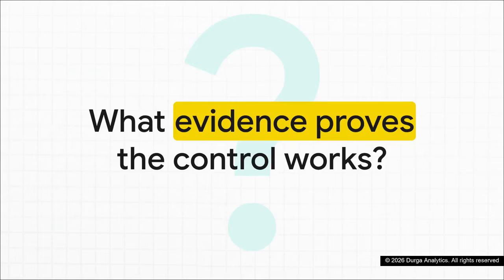So, when those auditors are sitting across the desk from you, they are going to hit you with 3 ultimate test questions. 1, what is the standard? 2, what control enforces it? And 3, what evidence proves the control actually works? If you can't answer all 3 of those, well, your policy is just decorative window dressing.